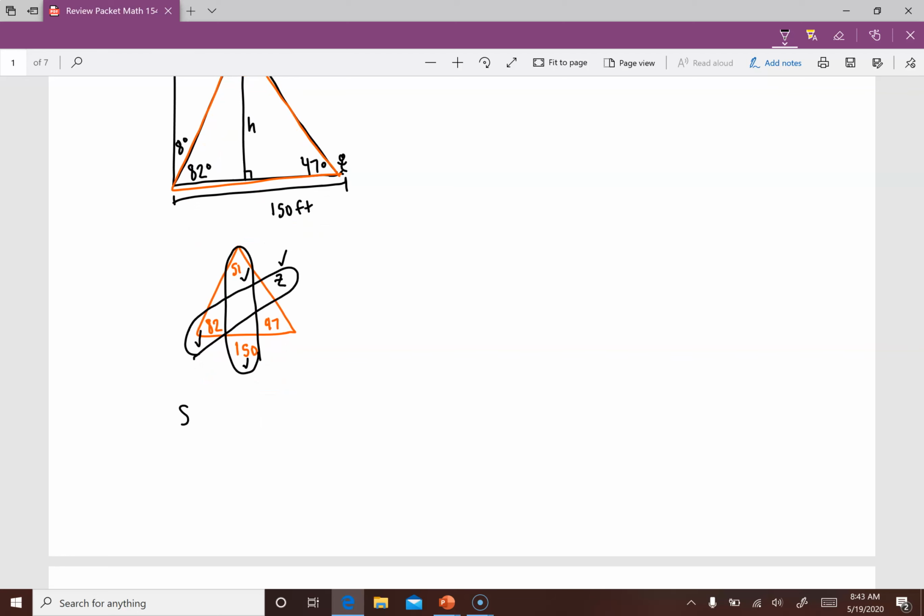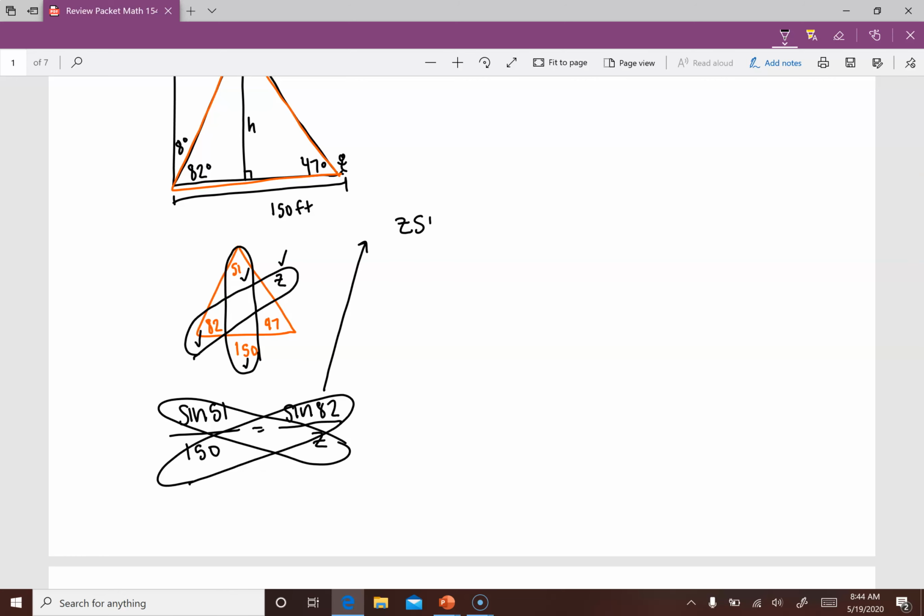So I'm going to do sine of 51 divided by 150. You can see those are the two I circled up above right here. And that's going to be divided by sine of 82 over z. Okay, so what we're going to do here is multiply, or I don't know, should we cross multiply? I think so. Let's cross multiply. So that's going to give me z times sine of 51 is equal to 150 sine of 82.